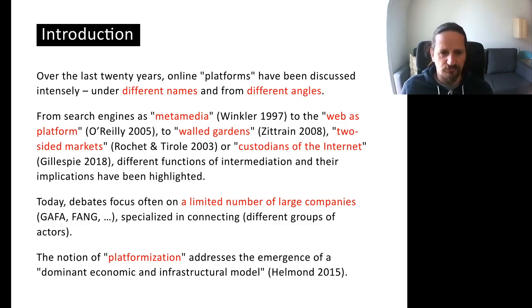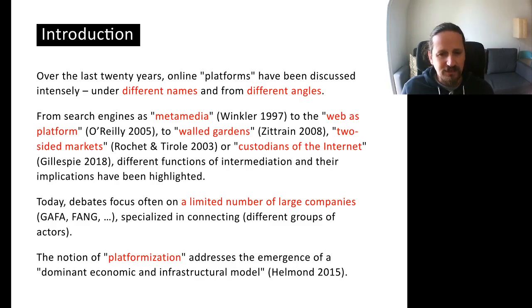So there's actually been a tradition within media studies and other disciplines to approach these complex techno-institutional forms. Hartmut Winkler has talked about search engines as meta-media, and then later on in the mid-2000s, Tim O'Reilly coined the term Web 2.0, and one of the descriptions of Web 2.0 was indeed the web as platform that you can build on, create your business. Jonathan Zittrain has talked about walled gardens. And in economics literature, there have been terms like two-sided markets, right, that I will be drawing on a little bit today, that indeed are at the beginning of what's now known as platform economics.